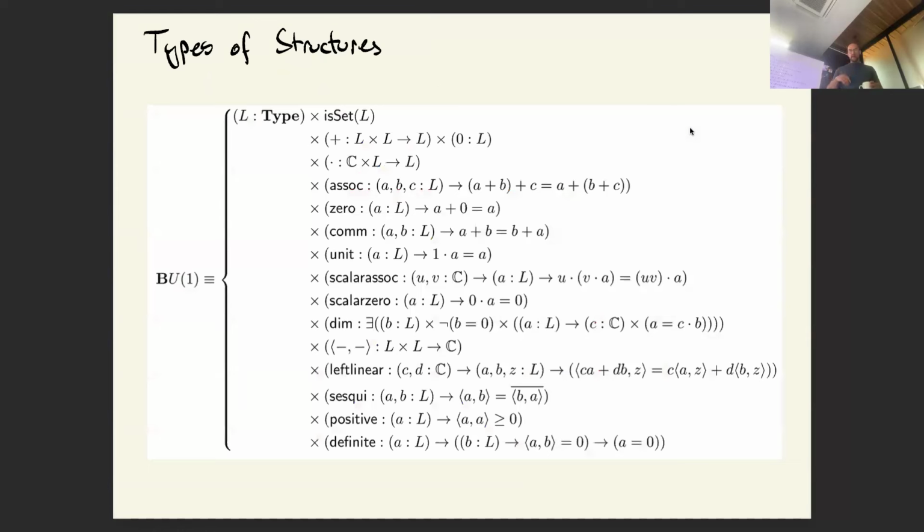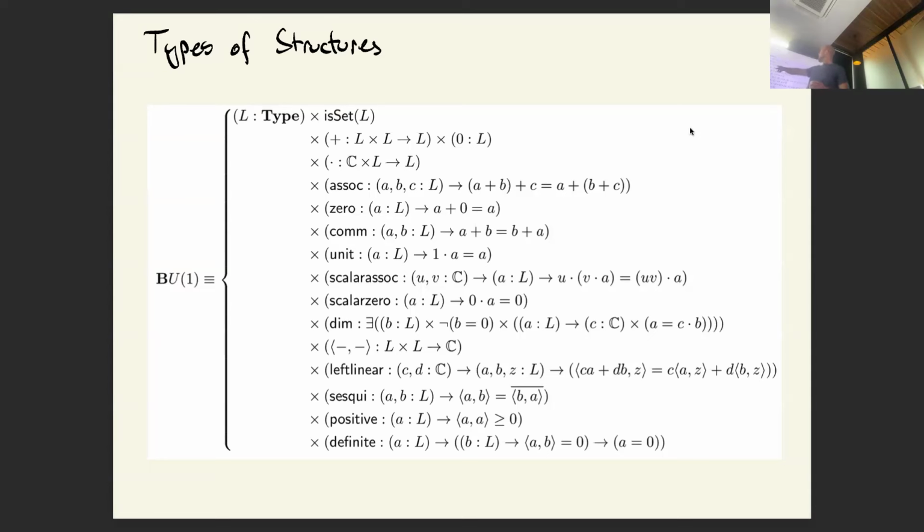Okay, so a thing I want to emphasize here is that now, just with these constructions and a few more that I have some pre-prepared slides for at the end in case you want to yell at me, we can already write down types of mathematical structures. So this is the type of one-dimensional Hermitian vector spaces, one-dimensional complex vector spaces with an inner product, right? So we have a type, that type's a set. We have an addition, a zero, a scalar multiplication, and then we have the laws.